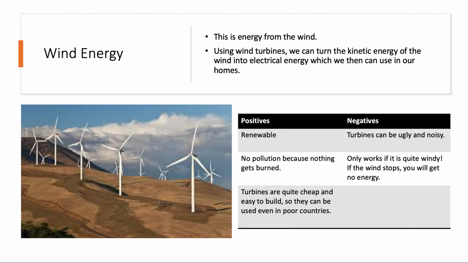So wind energy is the energy which comes from the wind. Using wind turbines, we can turn the kinetic energy of the wind into electrical energy, which we can then use in our homes. So over here we have a load of windmills. These turn using kinetic energy from the wind, and this converts the kinetic energy that they're using into electrical energy, which we use in our homes.